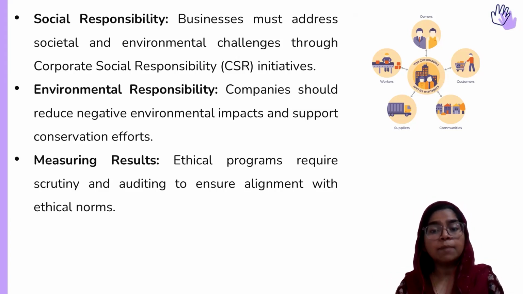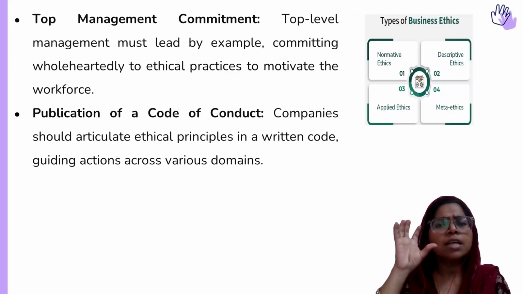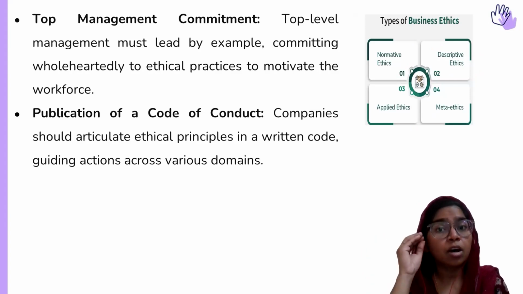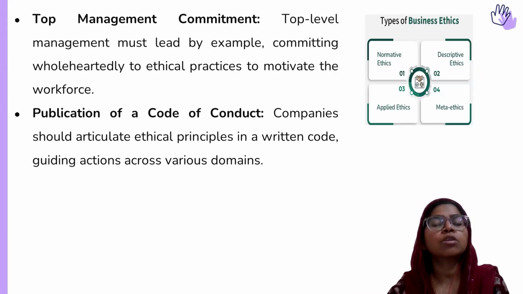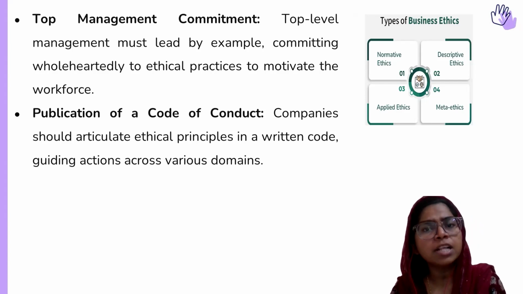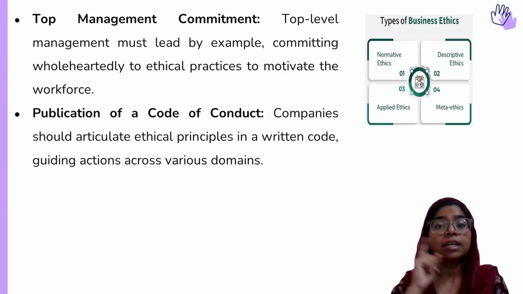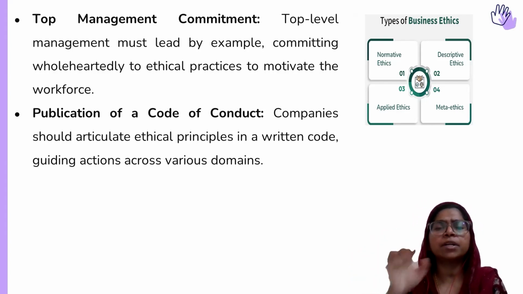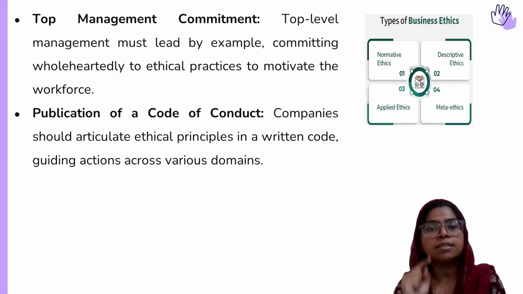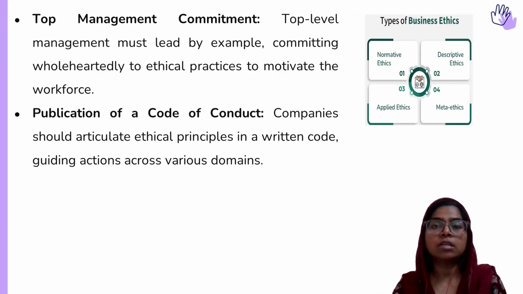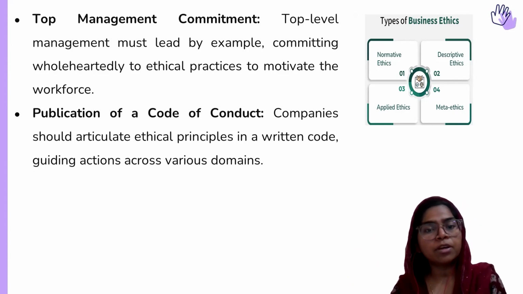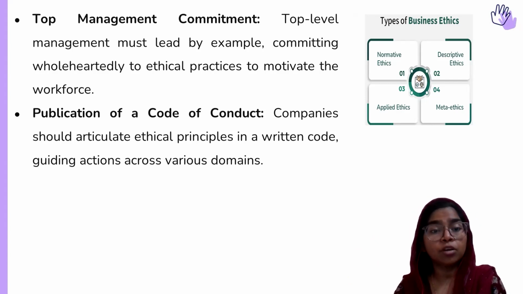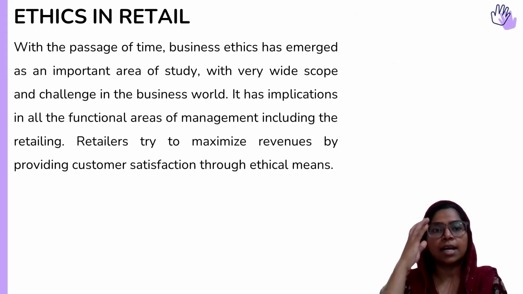Measuring results: ethical programs require scrutiny and auditing to ensure that they are aligned with the ethical norms. Sometimes थोड़े थोड़े दिन के बाद ऑडिट होते जाना चाहिए ऑर्गेनाइजेशन, क्या एक ऑर्गेनाइजेशन अकॉर्डिंग टू द लॉ चल रहा है या नहीं. Top management commitment. Again, we have just read that ethical leadership is going to lead the whole organization in the correct way. This is what is required from the top management, because the top management has the leadership role, and hence it has to make sure all the laws are adhered to according to the ethics. Publication of a code of conduct: a code of conduct should be published and kept within the organization.